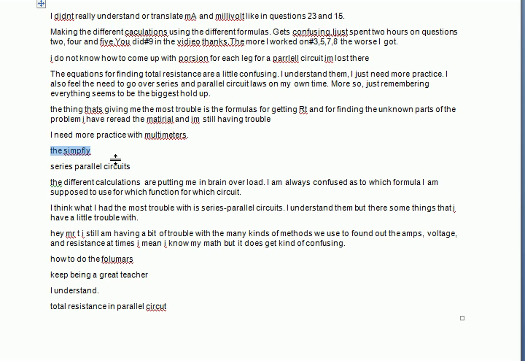Simplifying, I guess we're talking about simplifying parallel circuits. We can do a little bit about that. Different calculations will put my brain into overload. I know it seems like a lot, but you know, all this stuff will kind of come together. It's really not that many. We're talking about just a few calculations.